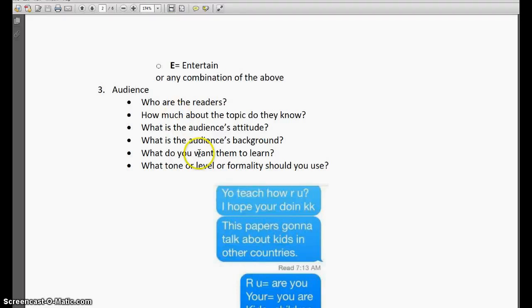The next thing you want to do is, what do you want them to learn? What are you going to tell them? And then the last part here under audience is, what is the tone or level of formality? When you're writing papers for me, please keep them very formal.